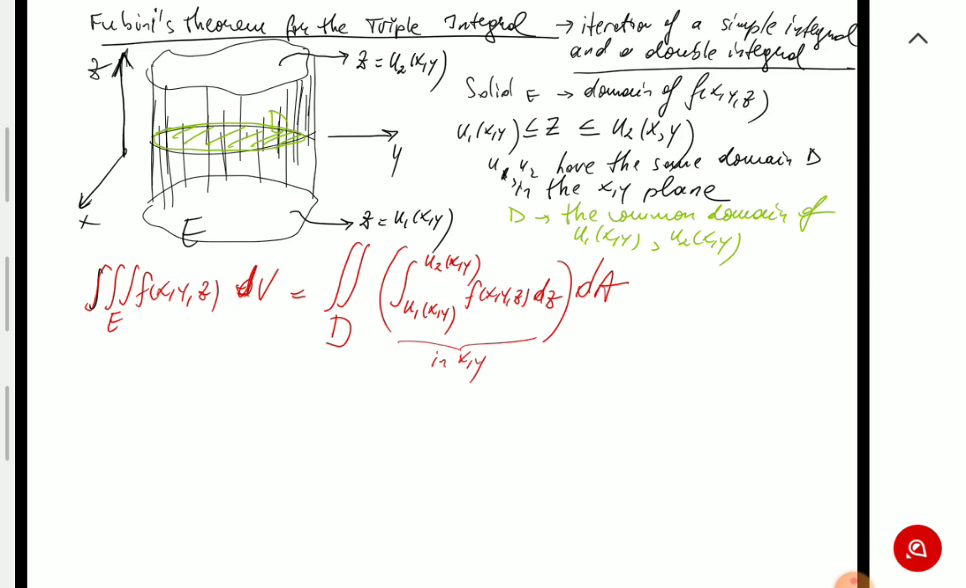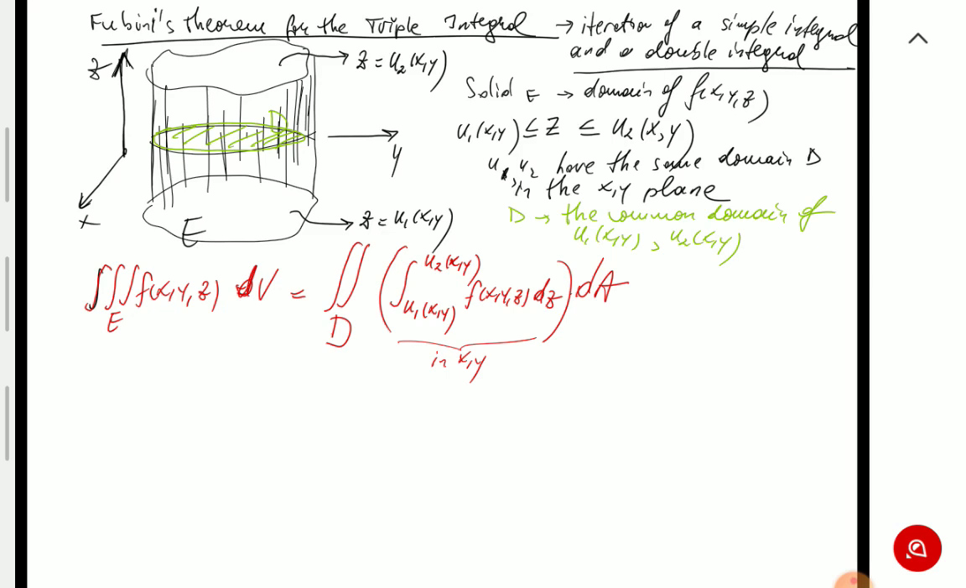Assuming you do the innermost integral, now you end up with a double integral. How do you solve that double integral? Well, there's Fubini's theorem for the double integral, what we did before. Maybe you have to use polar coordinates. That depends on the shape of the domain, and other things. So everything that is known from the double integrals is applied, or can be applied, in this case.